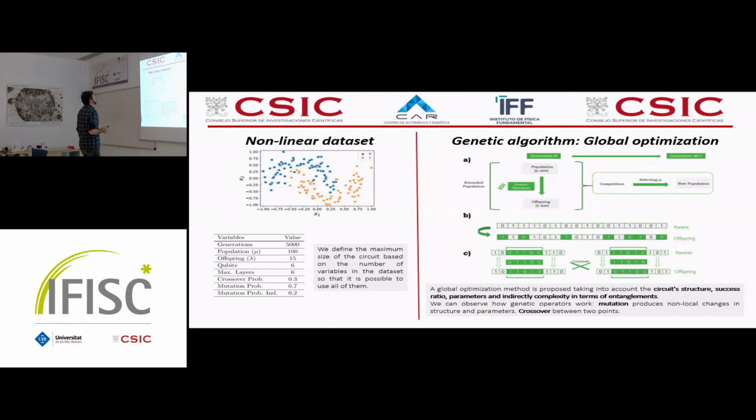For instance, we have this nonlinear data set, moons, very common, I guess. We define the size of the circuit and the evolution with 5,000 generations, a population of 100, and these kinds of things. This is the scheme of the whole algorithm. It's called NSGA-II, a non-dominated sorting genetic algorithm. It's just selecting the population for a new evolution. Here's the mutation, and here's the crossover, which are the genetic operators that we are using in this case.